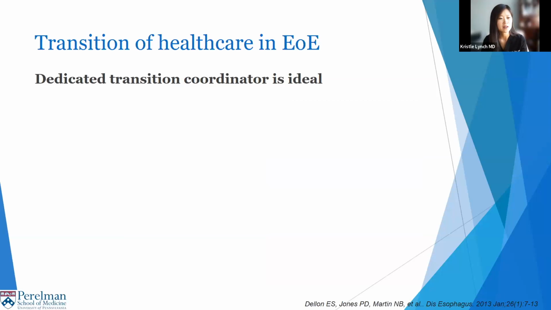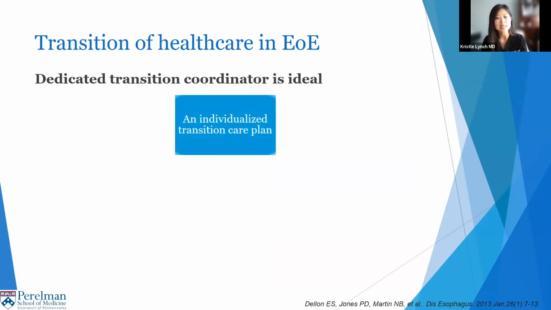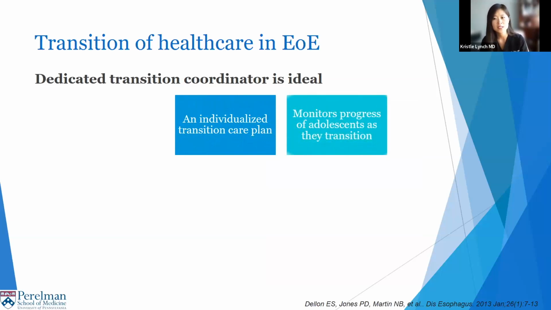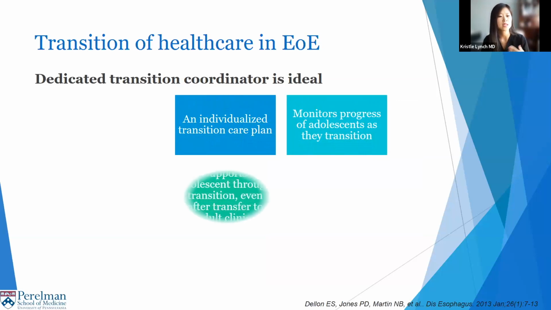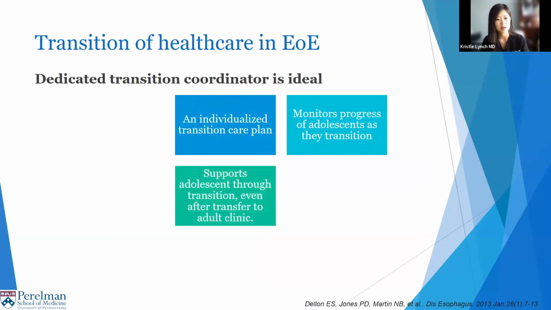With transition of care, a dedicated transition coordinator is really ideal. This would ideally allow for an individualized transition care plan, right? Really tailoring to the patient's timing, maturity level, and disease. Additionally, this person could monitor progress of adolescents as they transition and support the adolescent through the transition. And I mean through. Even after they transfer to the adult clinic, it would be ideal to have someone dedicated to stay with the patient and follow with them and check in.